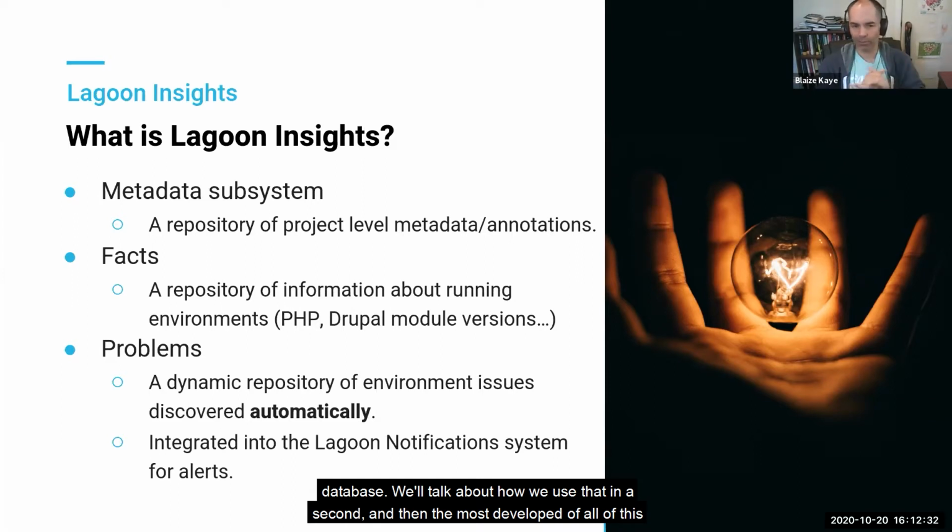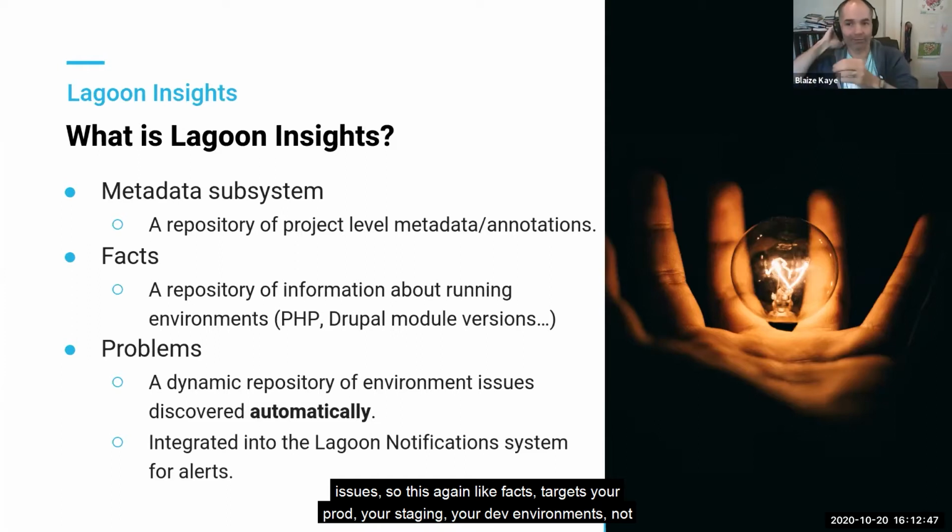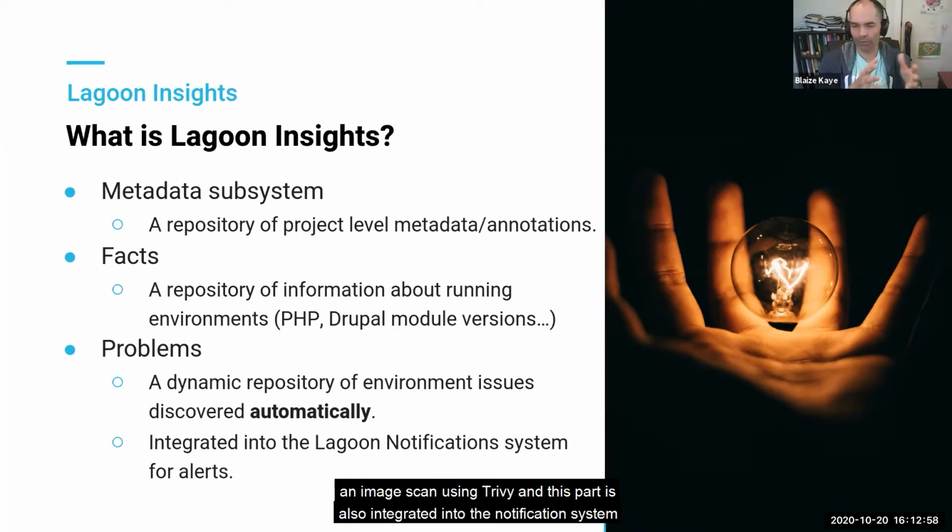And then the most developed of all of this is probably the problems DB, which is, as it says there, a dynamic repository of environment level issues. So this, again, like facts, targets your prod, your staging, your dev environments, not the project as a whole. Problems with those can be discovered by, as we'll see, Drutni or an image scan using Trivy. And this part is also integrated into the notification system, which we use to alert us when any new critical issues come in. We get a little Slack message saying, you need to go look at this project. There's something that needs to be fixed on it.